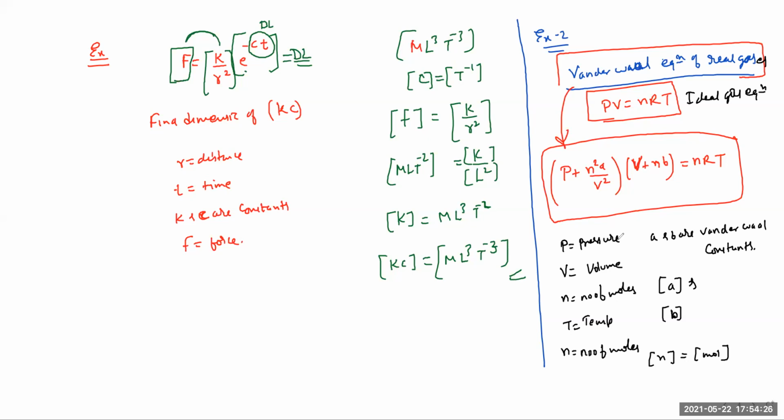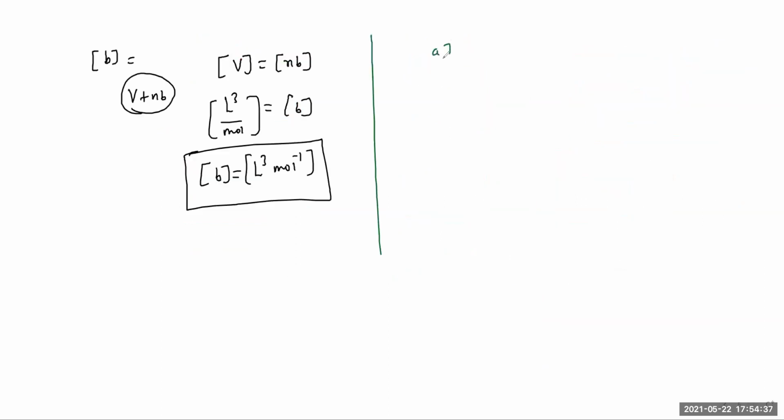Sir, for A, I got M, L2. Okay, tell me what you got for A. M, L2, T minus 2, mole minus 1, minus 2. Okay, so I think this should be correct.